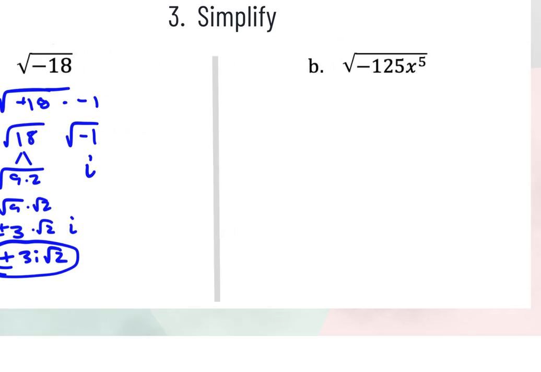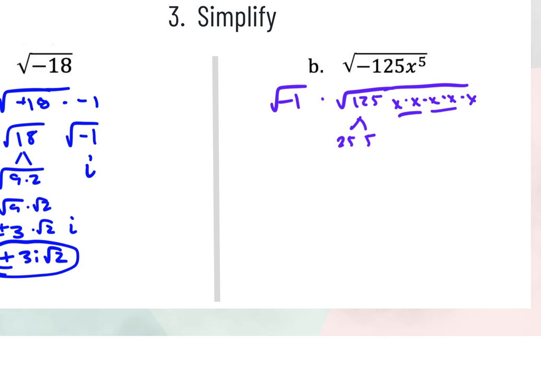Over here, this one, square root of -1, I'm going to bring out the -1, square root of 125 times x to the 5th. All right, so x to the 5th becomes x squared, 1 pair, 2 pair. So I'm going to pull out 5. I'm going to pull out x squared. This becomes i, and I'm left with 5 underneath, x. Okay, I'm left with this 5 and this x underneath. There's my answer.